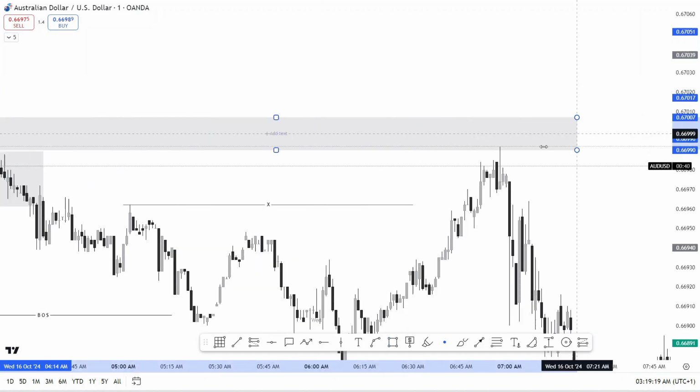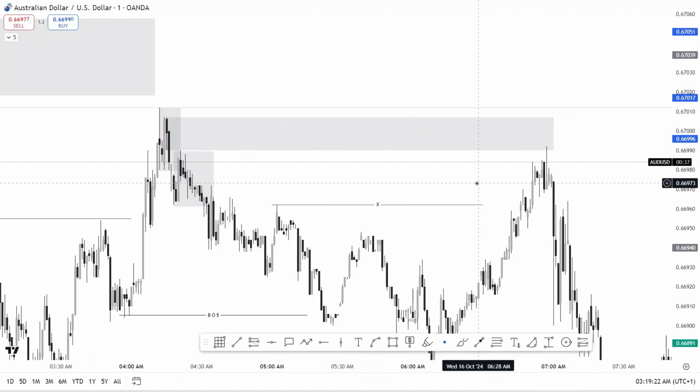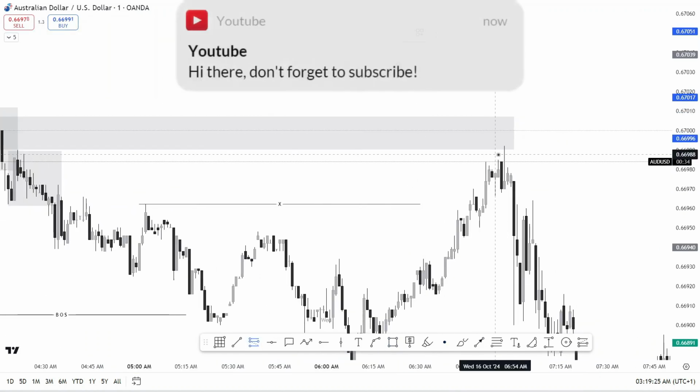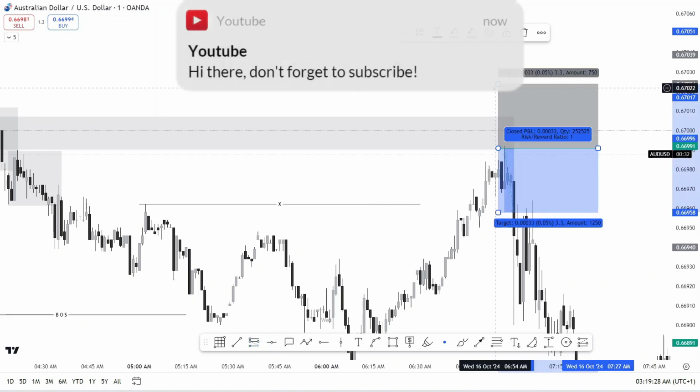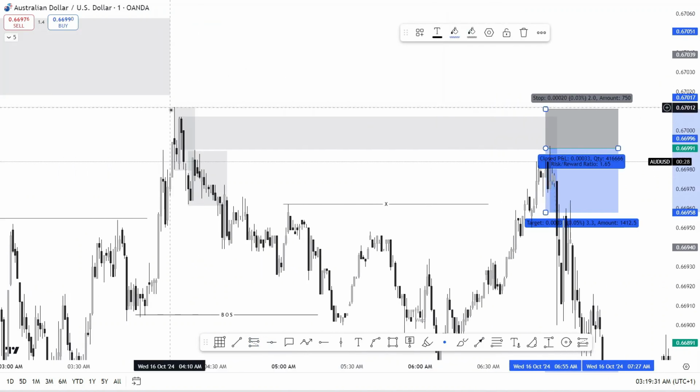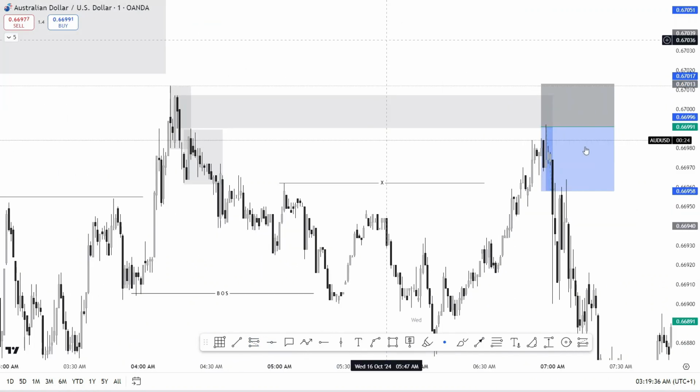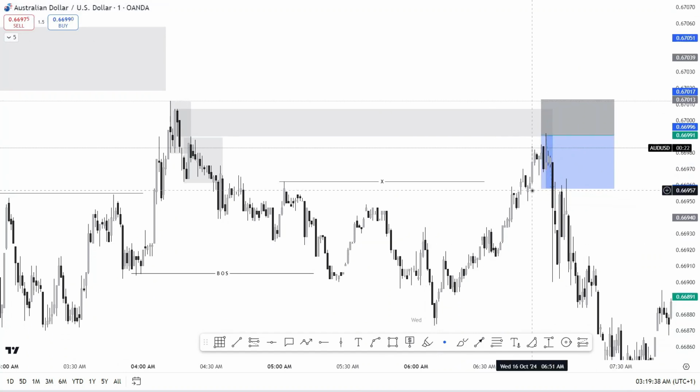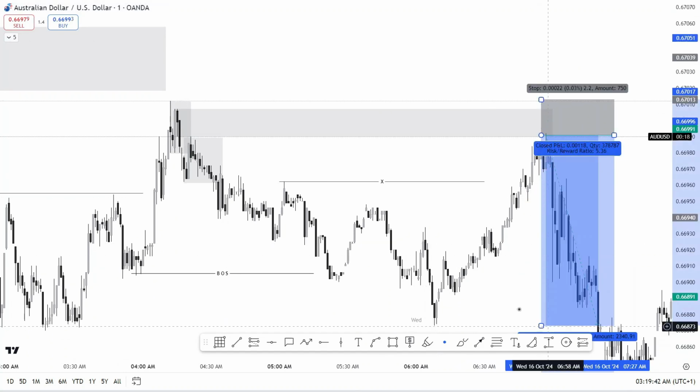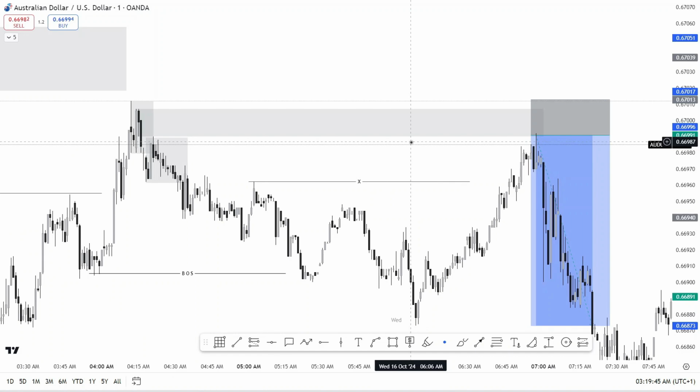See how precise that is? That's so precise. So in this case, of course, this will be our entry. And remember, consider this weak. Then where is our target? This low is our target, this low right there. So this is also a 1 to 5 risk to reward ratio.